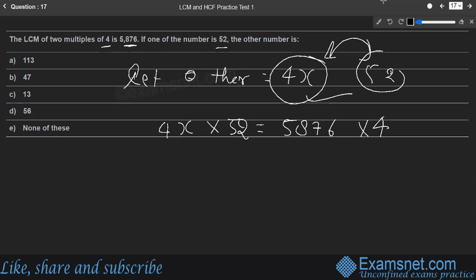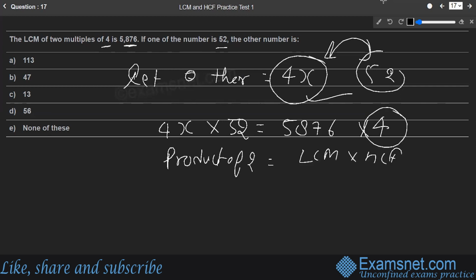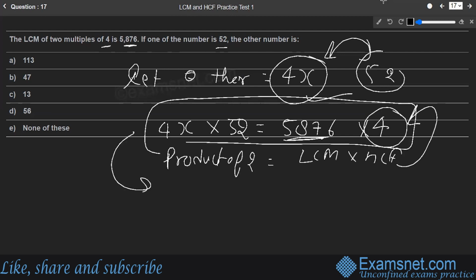Which formula have we made use of here? The formula is: product of two numbers is equal to their LCM into HCF. Clearly, both the numbers are multiples of 4, so the HCF is 4 and the LCM is also given. So this formula is used here. If we solve this equation for x, we get x as 113.